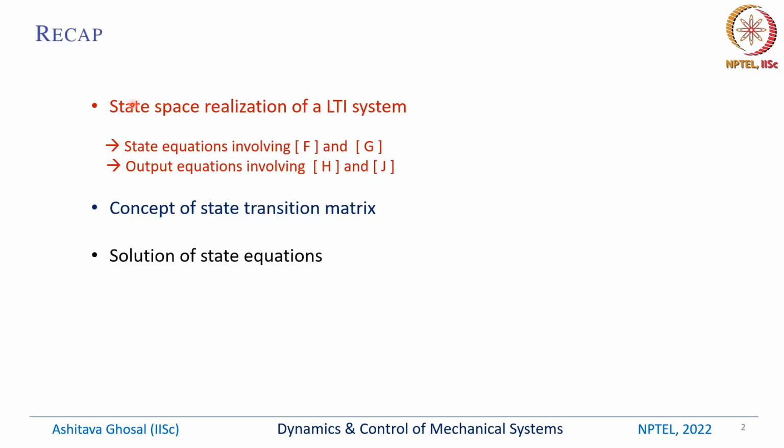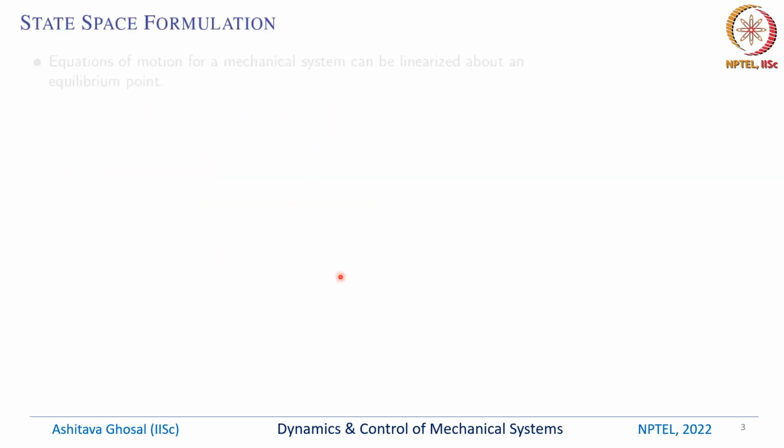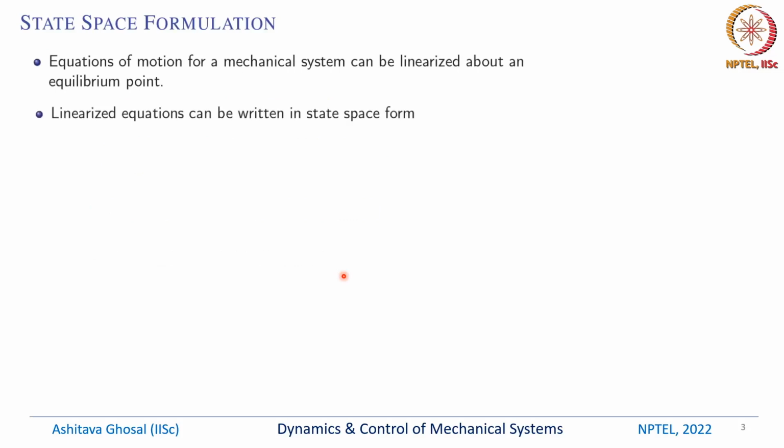To recap, we showed that the state space realization of a linear time invariant system is given by four matrices. So the state equations involving F and G and the output equations involving H and J. I also presented the concept of a state transition matrix, and in this lecture we'll look at the solution of the state equations.